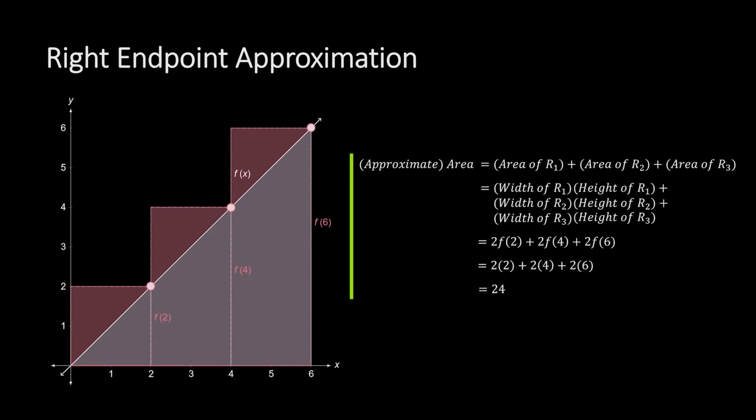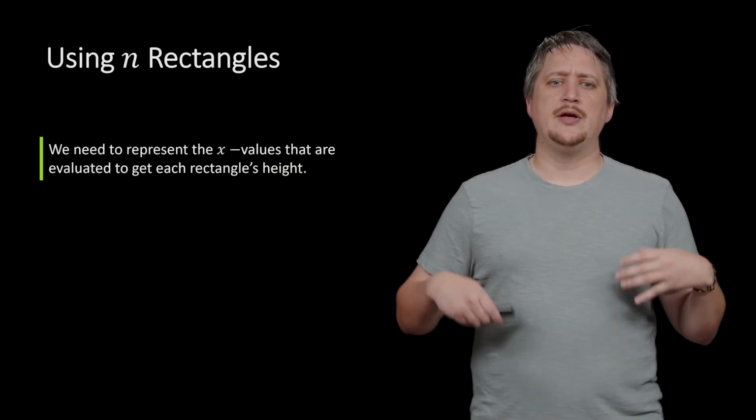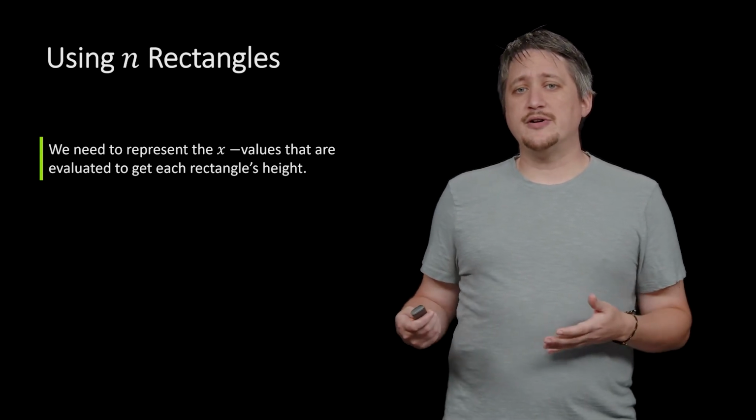But here, by convention, instead of writing width of for each rectangle, we're going to replace that with delta x, okay? So in our formula, we will eventually end up with some delta x piece. But I really want to hammer home, because this is going to show up in a couple places, that this delta x is nothing more than the width of a rectangle, once we figure out what that is for our n rectangles, okay?